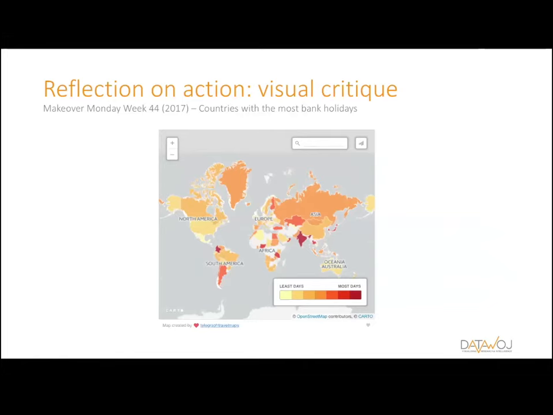Well, the thing with field maps is that they can lead to spatial distortion. So you'll see that big countries, for example, Russia, Greenland, really stand out. Smaller countries fade into the background. I think the colour legend's too big, that's too prominent. And also it's not really telling me how much more a country like India has public holidays than other countries.